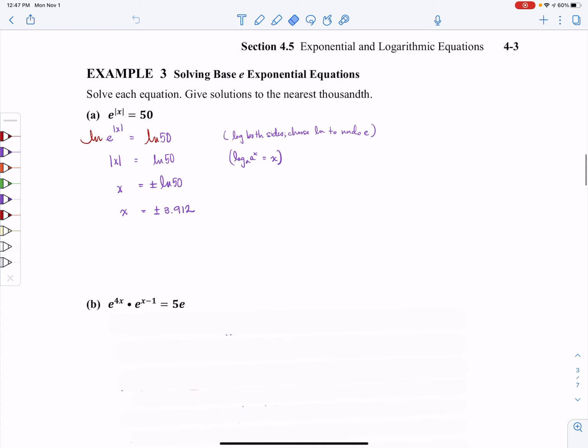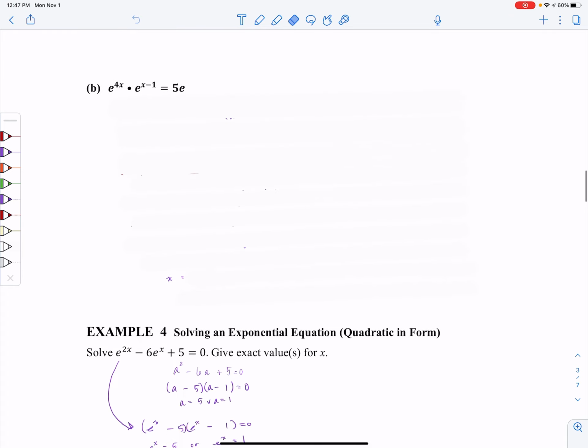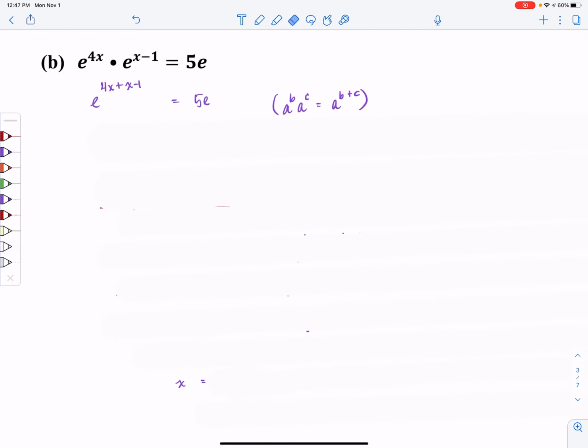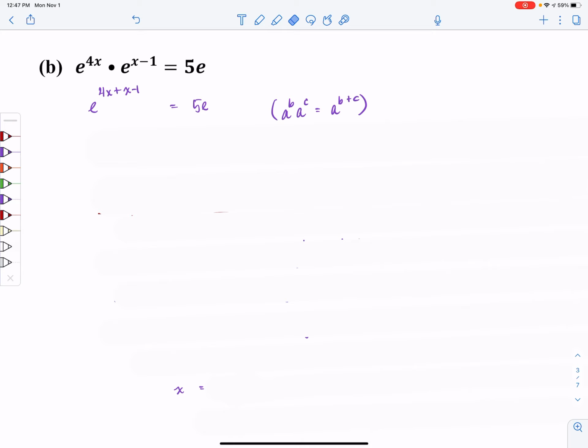It looks very similar, so we want to solve the equation and we want to give our solutions to the nearest thousandth. So the very first thing that we're going to do is remember that rule that says whenever you multiply like bases, you add powers. And I've written the generic rule right here. So multiplying like bases, you add your powers. So the first thing that you notice that I did was I'm just adding my power of 4x to my power of x minus 1.